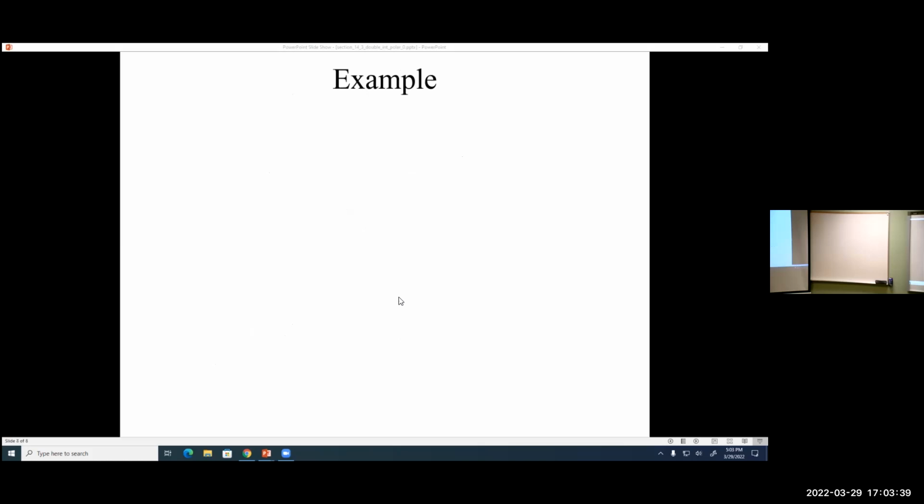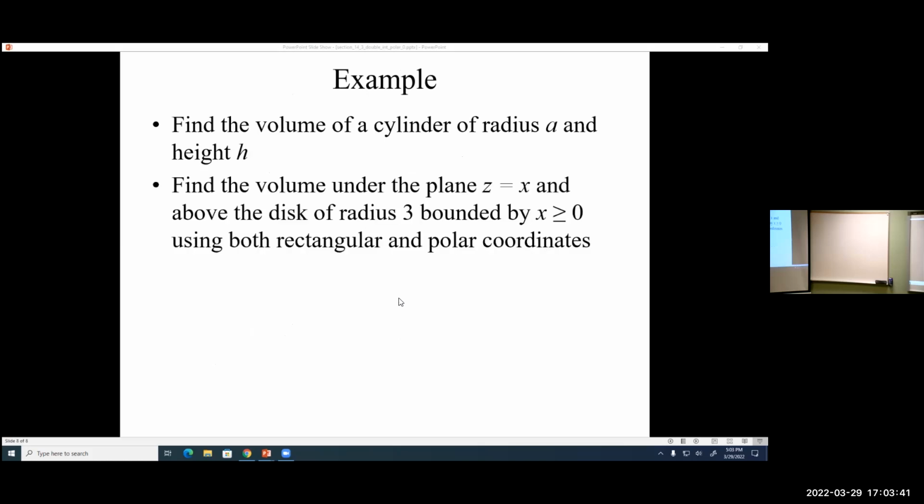So let's take a look at an example. I'm going to do this one here. Let's do the second one: the volume under the plane z equals x above the disk of radius 3 bounded by x greater than or equal to 0. We'll look at it both in rectangular and polar so we can decide what we like better. Okay, x is greater than or equal to 0, so we're only looking at the right-hand side of the circle.